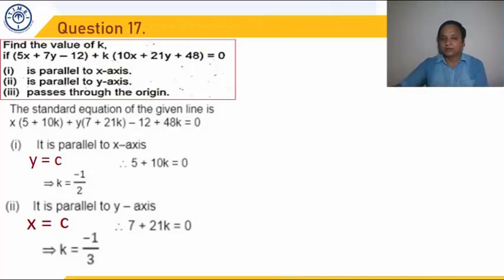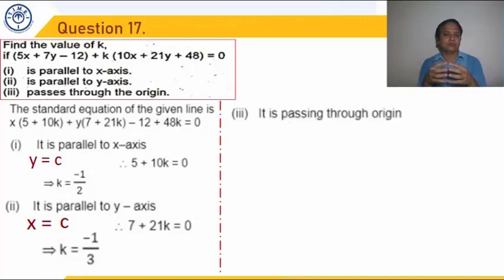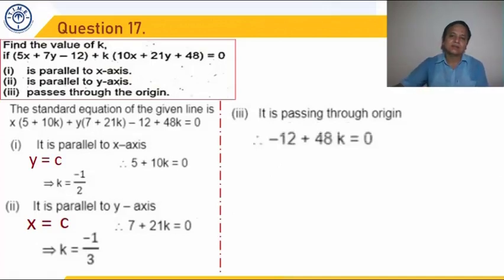Passes through origin. Now, for a line passing through the origin, we just learned it does not have a constant term. That is, the constant term in this case should be equal to 0. That is minus 12 plus 48k should be equal to 0. Because if the equation doesn't have any constant term, the origin satisfies the equation. That means it passes through the origin.